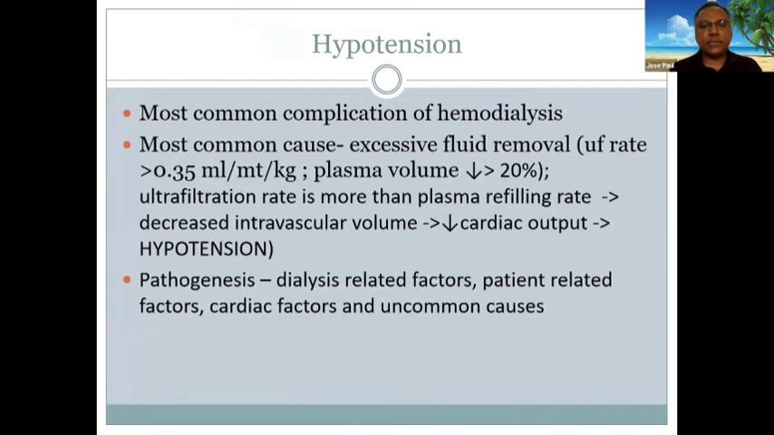So hypotension is the most important cardiovascular complication of hemodialysis, and this is in fact the most common complication of hemodialysis. There are a variety of causes of hypotension during dialysis, but the most common cause is excessive fluid removal. When the ultrafiltration rate often exceeds something like 0.35 ml per minute per kilogram, or whenever there is a reduction in the plasma volume by more than 20%, the ultrafiltration rate will be more than the plasma refilling rate. So that will lead to decreased intravascular volume, decreased cardiac output, and hypotension.